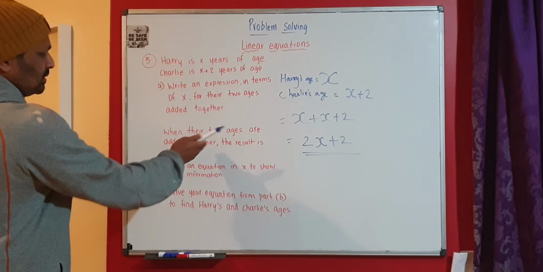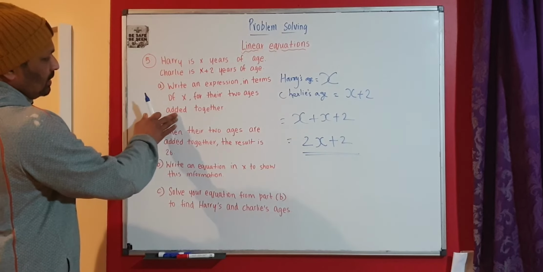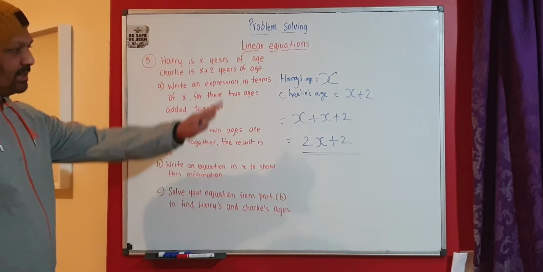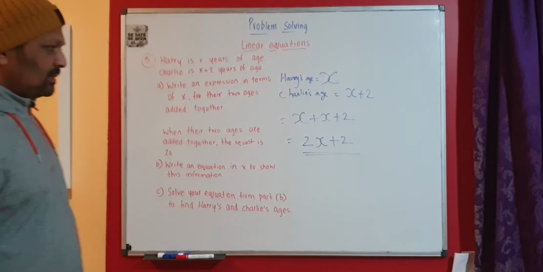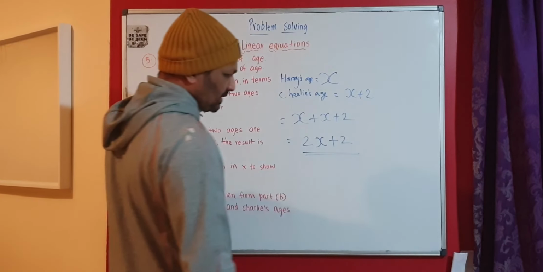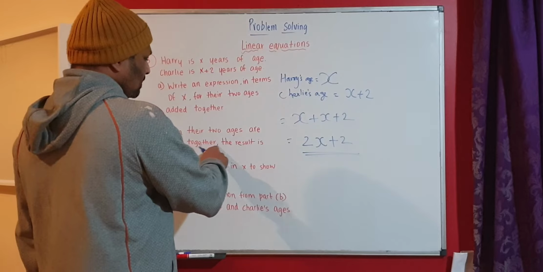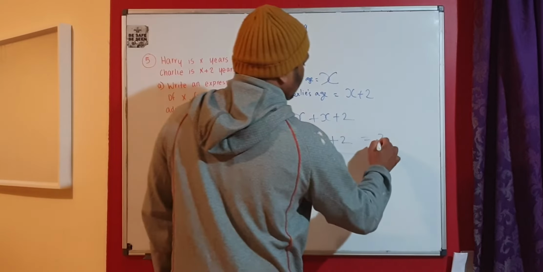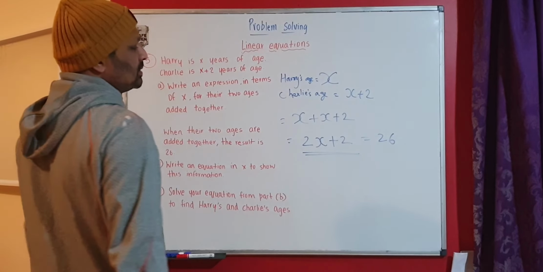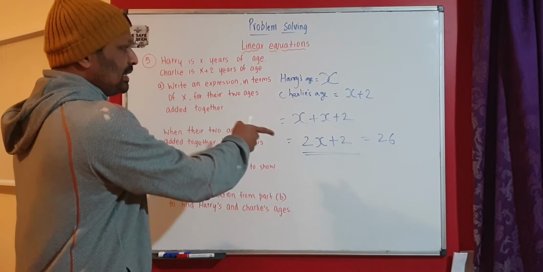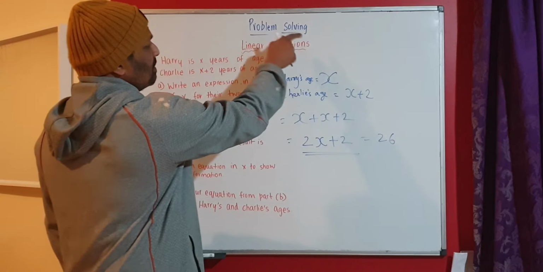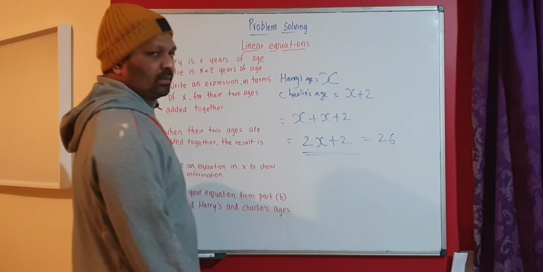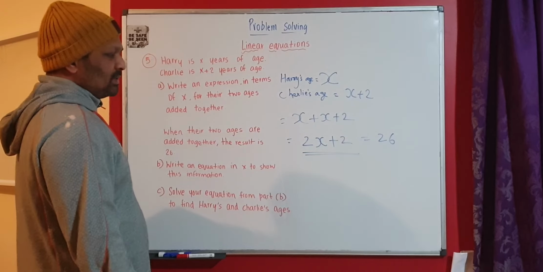When you add the 2 ages together, the result is 26. When you add the 2 ages, it is 26 years. So the expression that we got is 2x plus 2, which is equal to 26 years. So 2x plus 2 is equal to 26. This is the equation. This is the linear equation. Our topic is linear equations, problem solving a linear equation. Why did I say this is a linear equation? Because the power of the unknown quantity is 1 here. That is why it qualifies as a linear equation. So let's try to solve it.